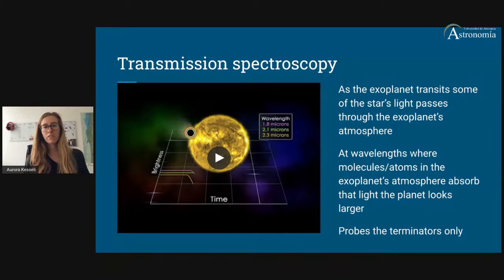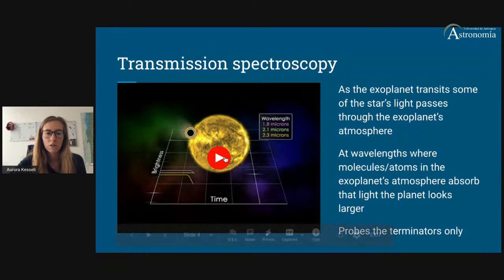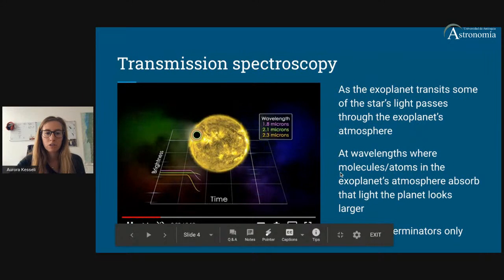Okay, so now moving on to what I wanted to talk about today, which is transmission spectroscopy first. In general, in transmission spectroscopy, the exoplanet passes in front of the star like a regular transit, and some of the light from the star goes through the exoplanet's atmosphere. We can look at this at different wavelengths and see how the transit depth, or the size of the planet, changes at different wavelengths. So here's a short video that shows you what that looks like.